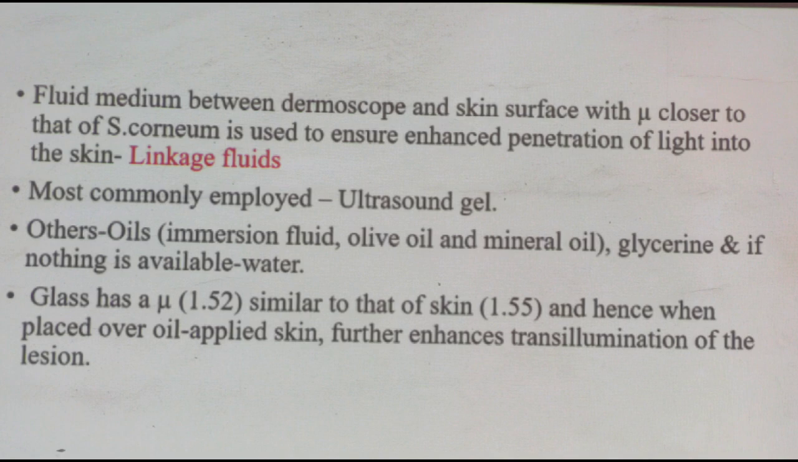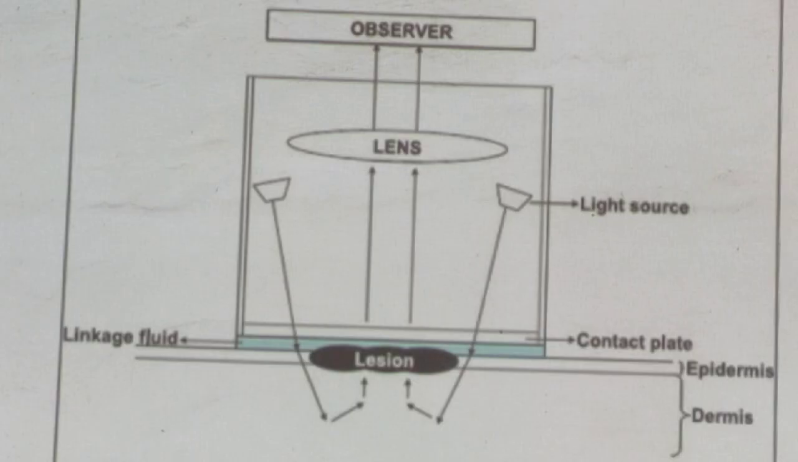Glass has a refractive index 1.52 which is similar to that of skin and hence when placed over oil applied skin further enhances trans-illumination of the lesion. So this is an image showing the optics of dermoscope. The refracted light trans-illuminates the lesion while passing through it and this is perceived as a distinct pattern.